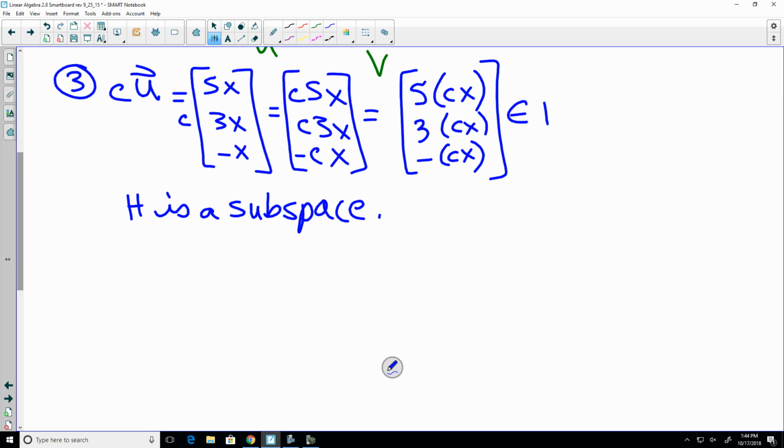That is one of those vectors in H, because the components are 5 times some number, 3 times the same number, and the negative of that same number. It's the third component. So that's one of those vectors in H. So it's closed. It's still a vector in H. So U is in H, so that's why I wrote it like this. And C is any constant scalar. And then I can show that that vector is still a vector in H.